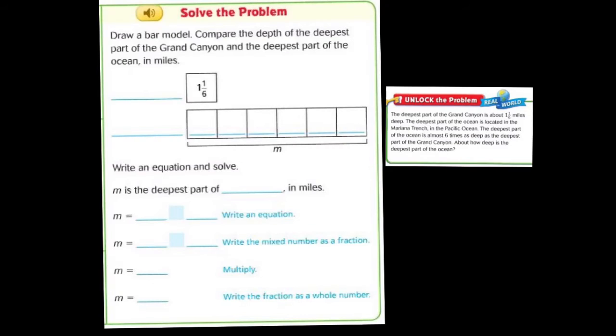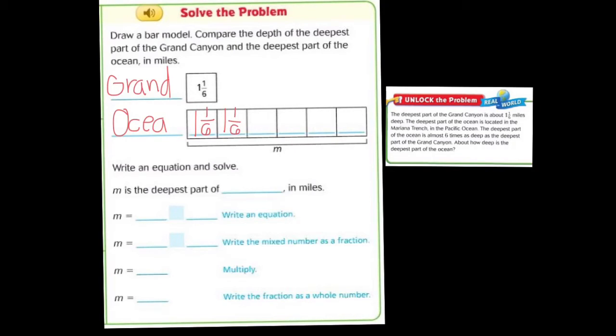So here you'll see Go Math already created a bar model for you and has already started it. So 1 1/6, oh, it looked like fifths on my copy over here. It's a 6. 1 1/6 is equal to the Grand Canyon according to my problem. So I'm going to write in here Grand Canyon. I'm going to run out of room, so I'm going to call it Grand. And then below you're going to see the deepest part of the ocean. So this will be the ocean. And each box here is going to be representing 1 1/6 because it's 6 times.